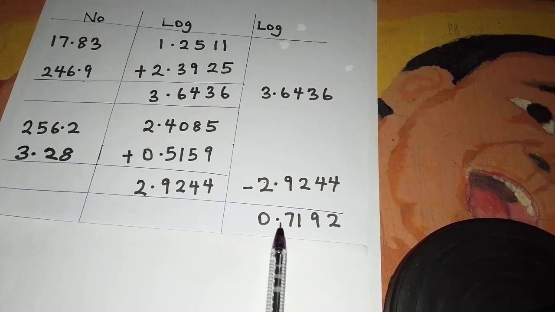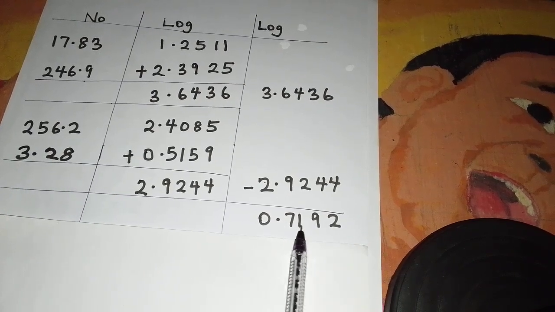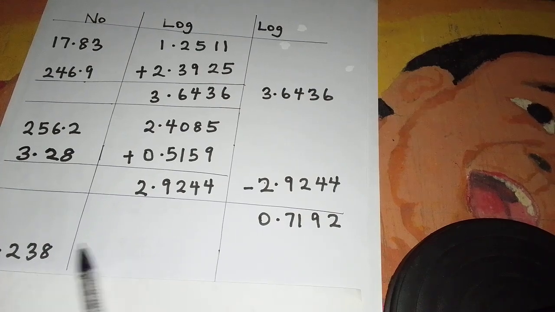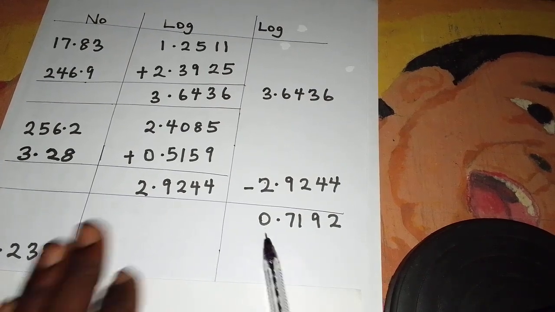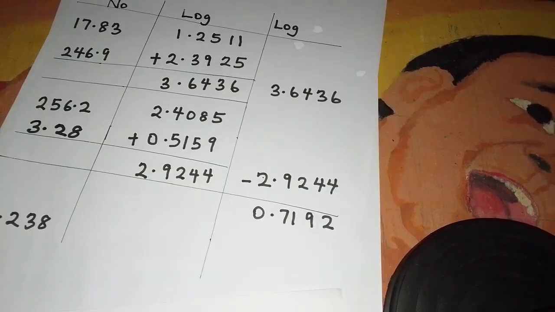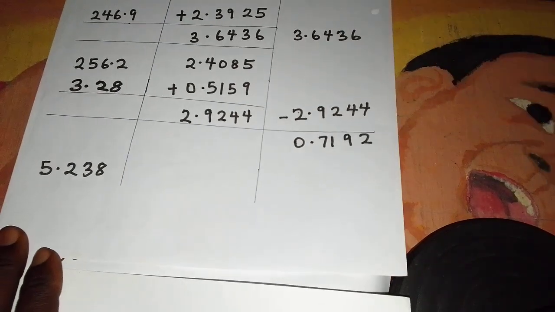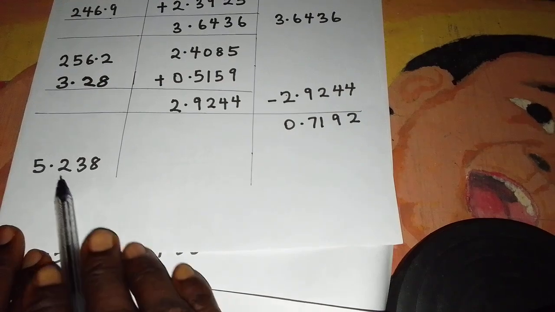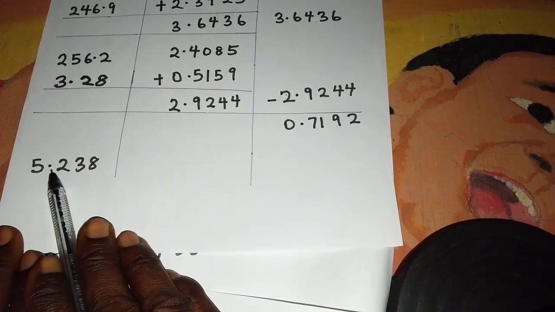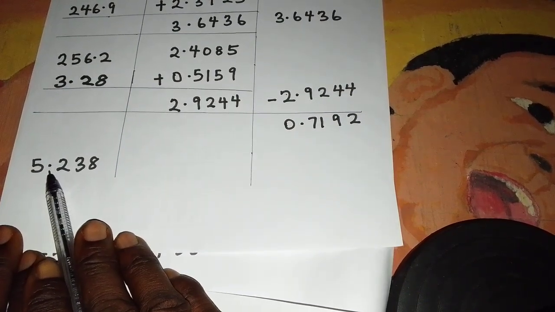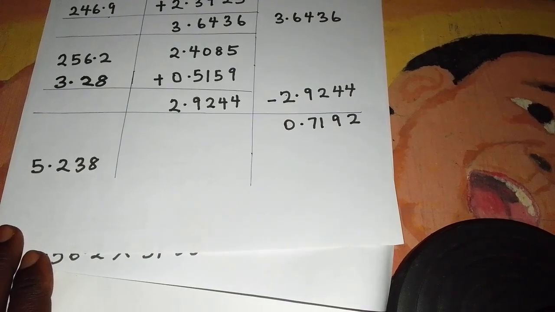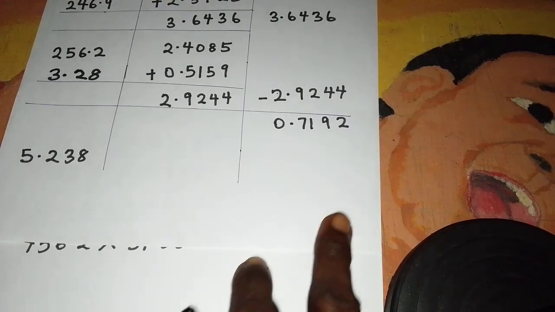So the antilog, you are going to look for 0.71 under 9, difference of 2, which will give us 5238. Since this is 0, it is taken that the decimal is always after the first digit. So that means since this is 0, you are not going to move the decimal point. So that means you are having 5.238. So the answer is 5.238.